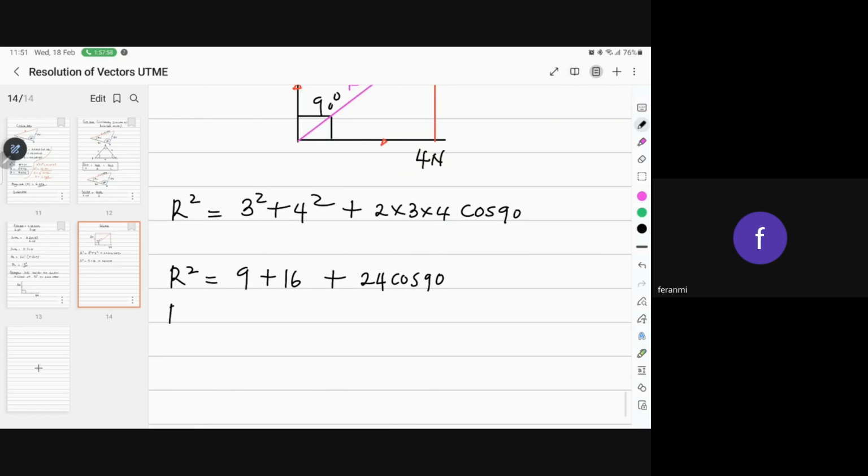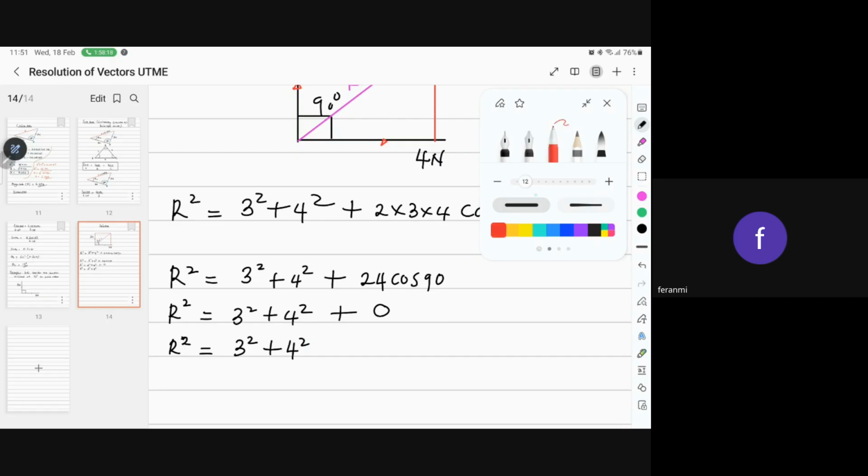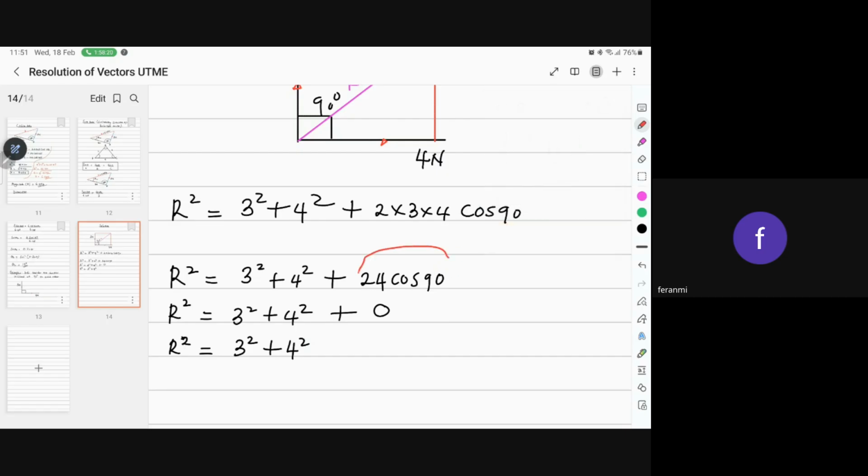So that r squared, you are now left with 3 squared plus 4 squared. So this will be plus 0. So that r squared is equal to 3 squared plus 4 squared. Did you see what happens? What happens is that this side is now ruled out. Who can tell me there's a formula that this thing looks like? Who can remember?